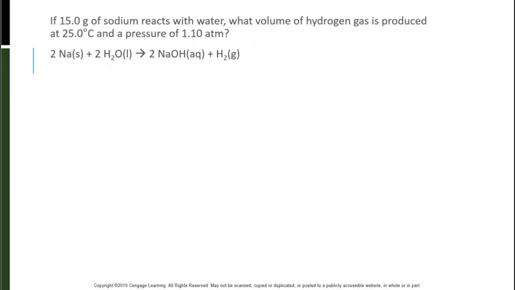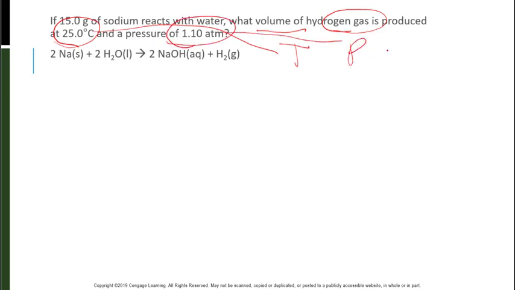This problem tells me that I have 15 grams of sodium reacting with water. What volume of hydrogen gas is produced at 25 degrees Celsius, so that's a temperature, and a pressure of 1.10 atmospheres, so that's a pressure? I want to find volume. Well, in order to find volume, I need to know P, this is V. We need to know n, we always know R, and we're given T.